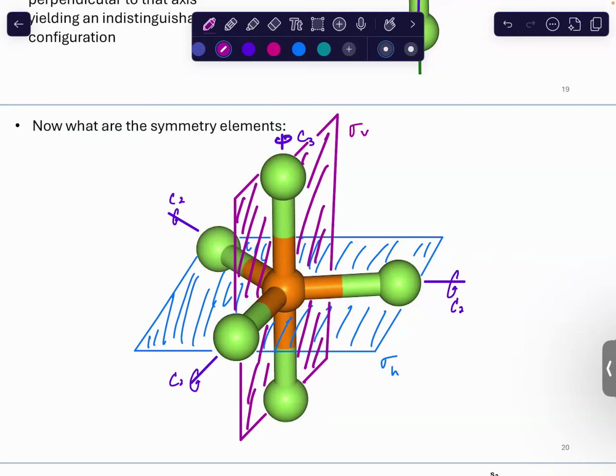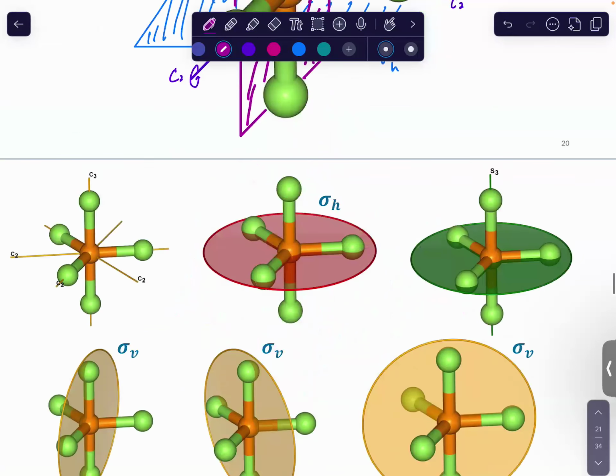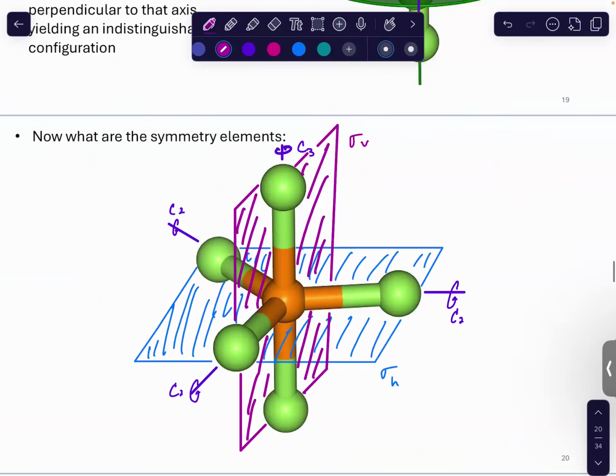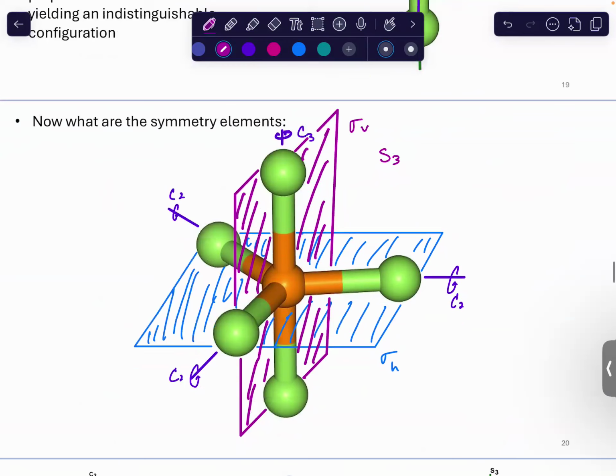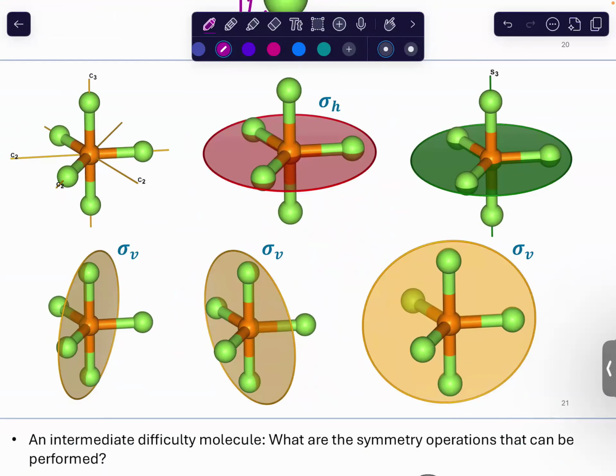Do you see any other symmetry elements? Not really. I guess I'm not seeing. Let's take a look. Well, we forgot. Of course, if we have the C3, we're also going to have an S3 axis. So you got all the planes and the rotations that we talked about. So, of course, here you see your C3 and your three C2s. You see the sigma H that reflects the axial positions into each other. You see the S3, which will rotate around the C3 and then reflect across the sigma H. And then you see your three sigma Vs.